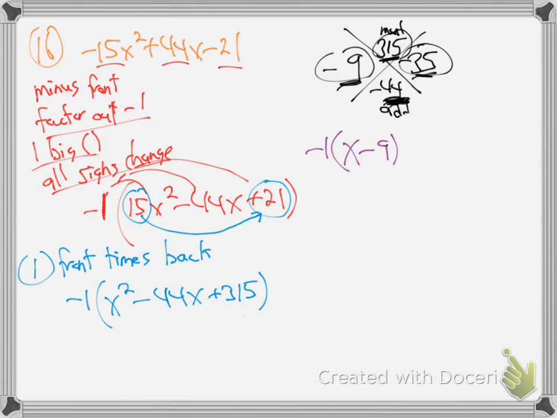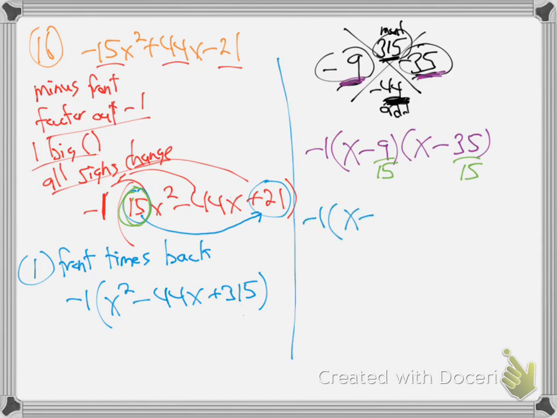X minus 9 and x minus 35, right? Minus 9 minus 35. But now we divide by the front. What's in the front? What was it? 15. So I divide by 15, divide by 15, reduce those. So what's that going to be here? It's going to be minus 1.